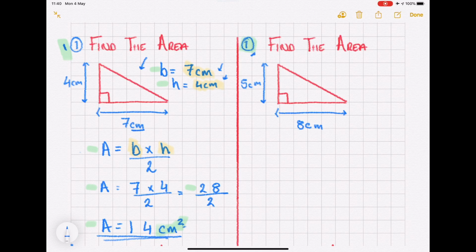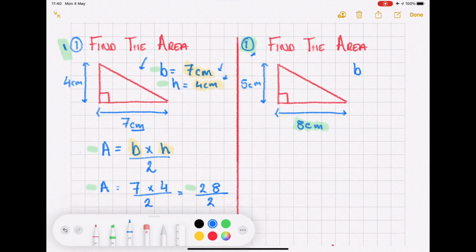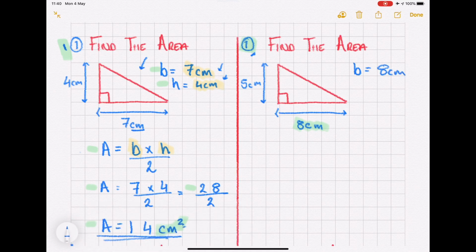Okay, so hopefully you've had a go at this right-hand example. Let's go through it. So first things first, let's find our base. Well, our base is our horizontal length, so our base is that, 8 centimetres. And we're saying our height is always perpendicular, 90 degrees, so our height is 5 centimetres. Now our next step is to write our equation, so area equals base times by height divided by 2.